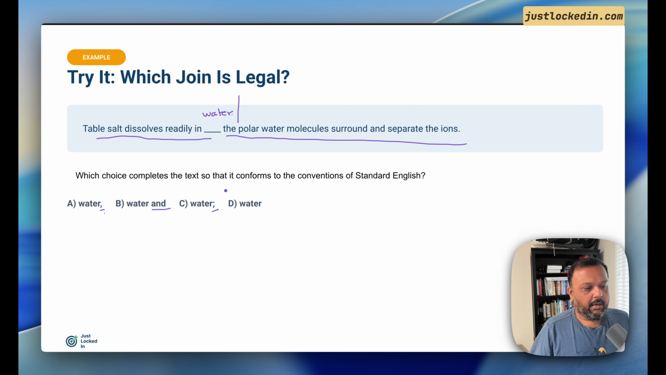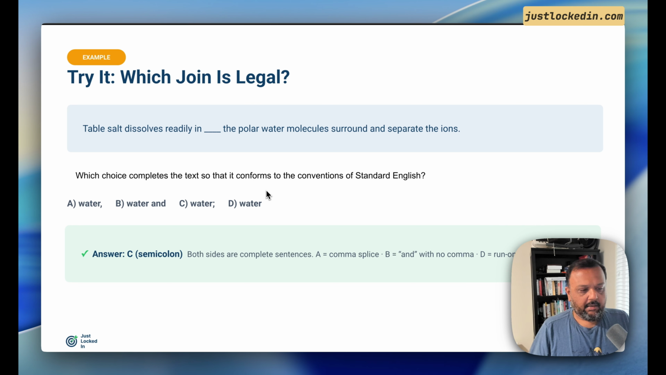Okay? Now guess the answer. So the correct answer is C, a semicolon. Okay? How did we come up with this answer? We're going to discuss this in the rest of the video because there are a few rules governing how you can legally connect two independent clauses.